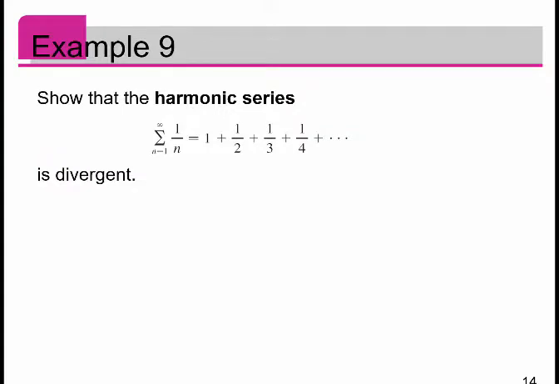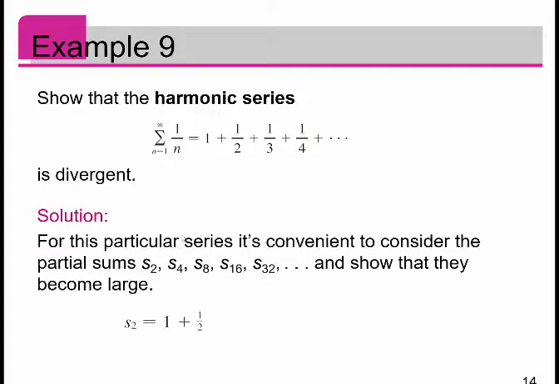All right, so let's talk about the harmonic series. The summation of n equal to 1 to infinity of 1 divided by n, which is 1 plus 1/2 and so on, is divergent. For this particular series, it's convenient to consider the partial sums S2, S4, S8, S16, S32, and show that they continue to become large.